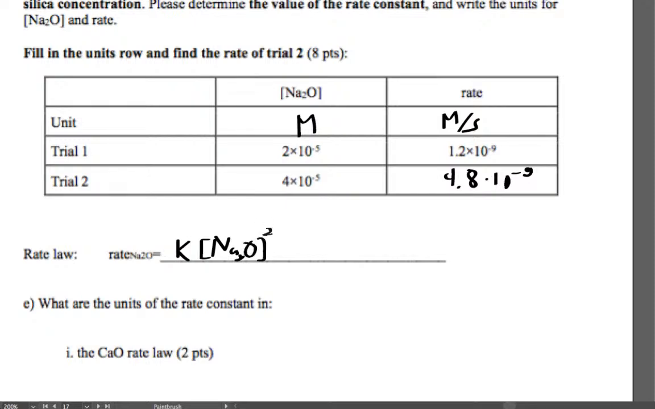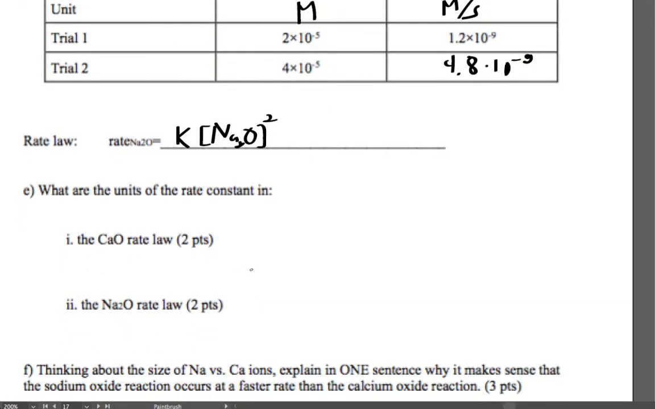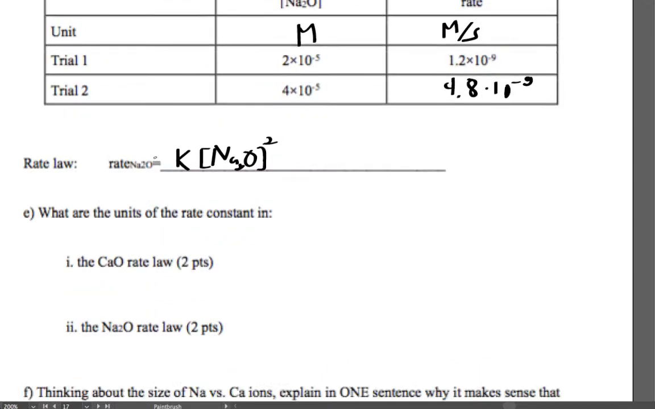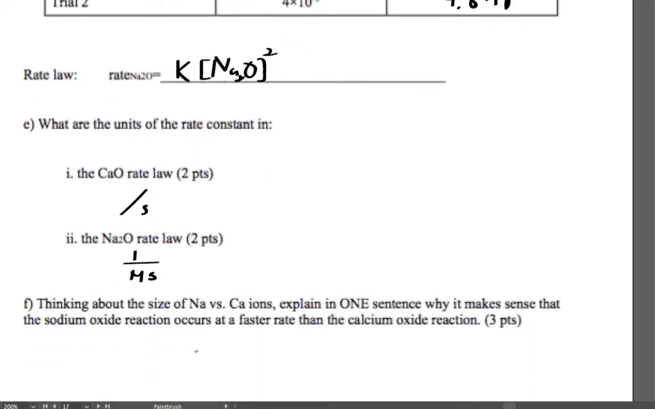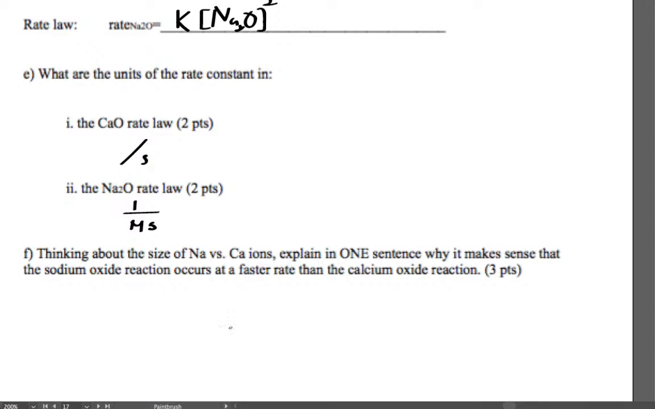Simple, right? And then what are the units of the constant? The first one there is a first order reaction, so it would be only per second. But then for the Na2O, that's 1 over molar-second. That's that. Thinking about the size of Na versus Ca, explain in one sentence why it makes sense that the sodium oxide reaction occurs at a faster rate than the calcium oxide reaction.